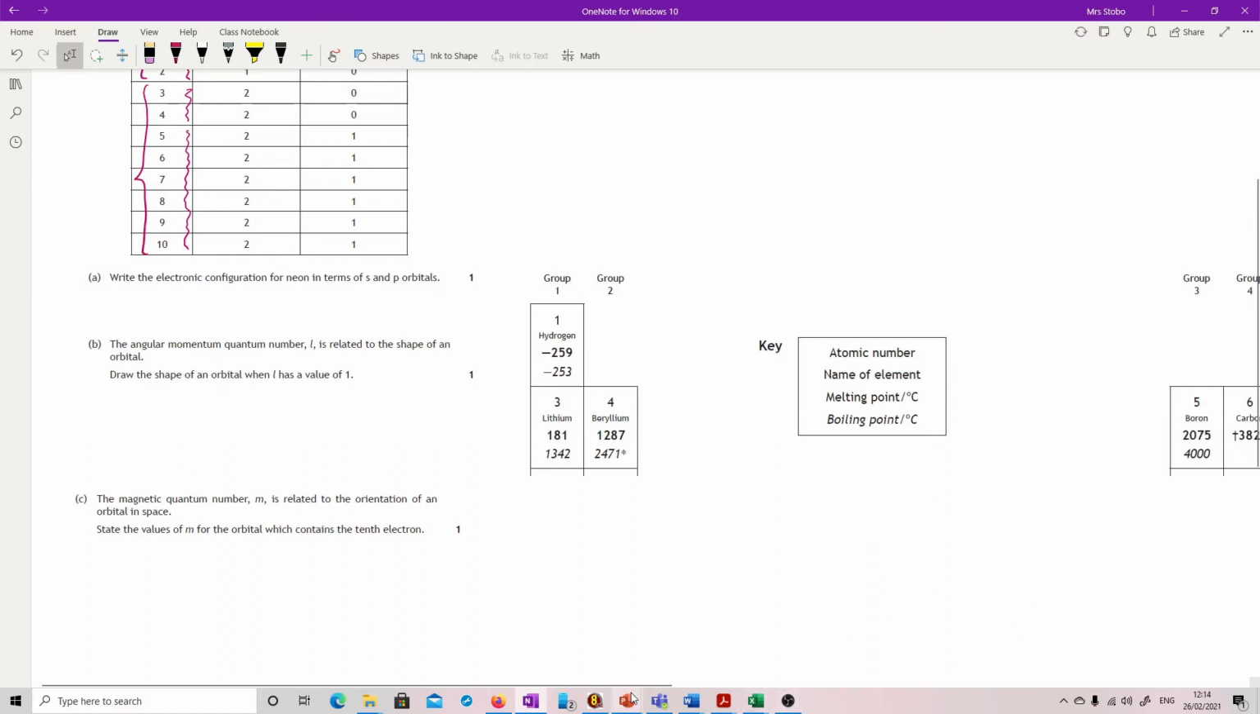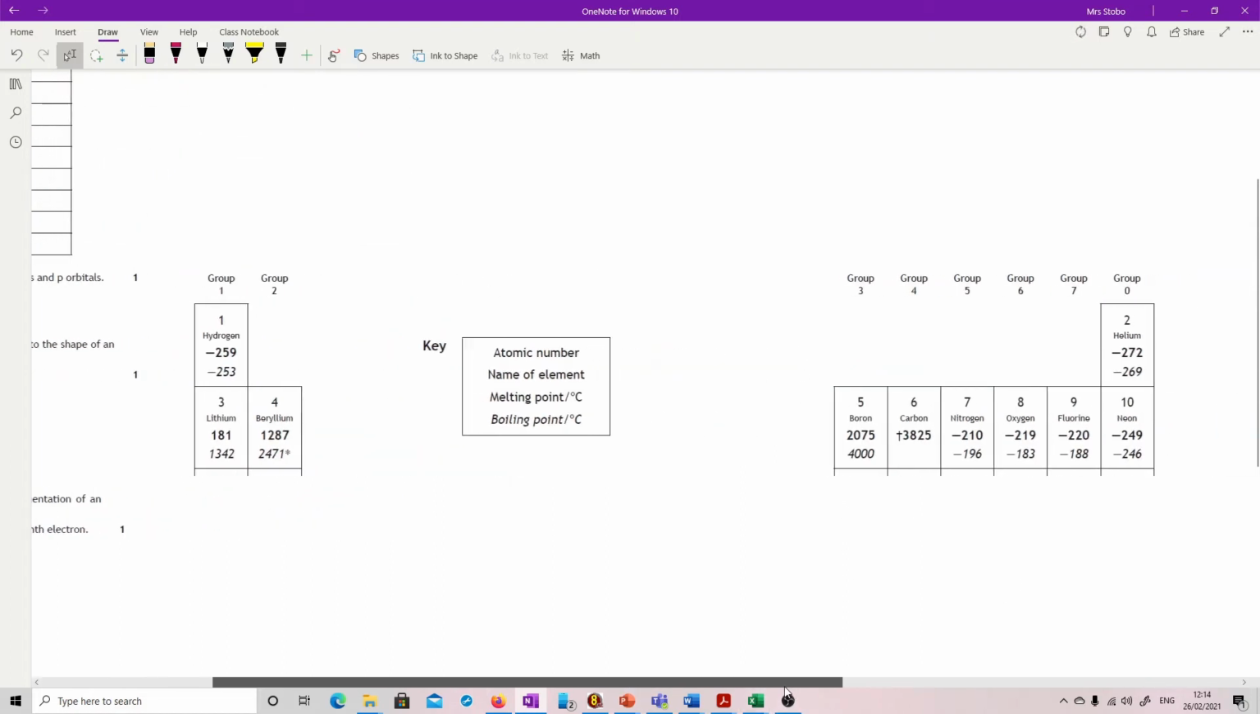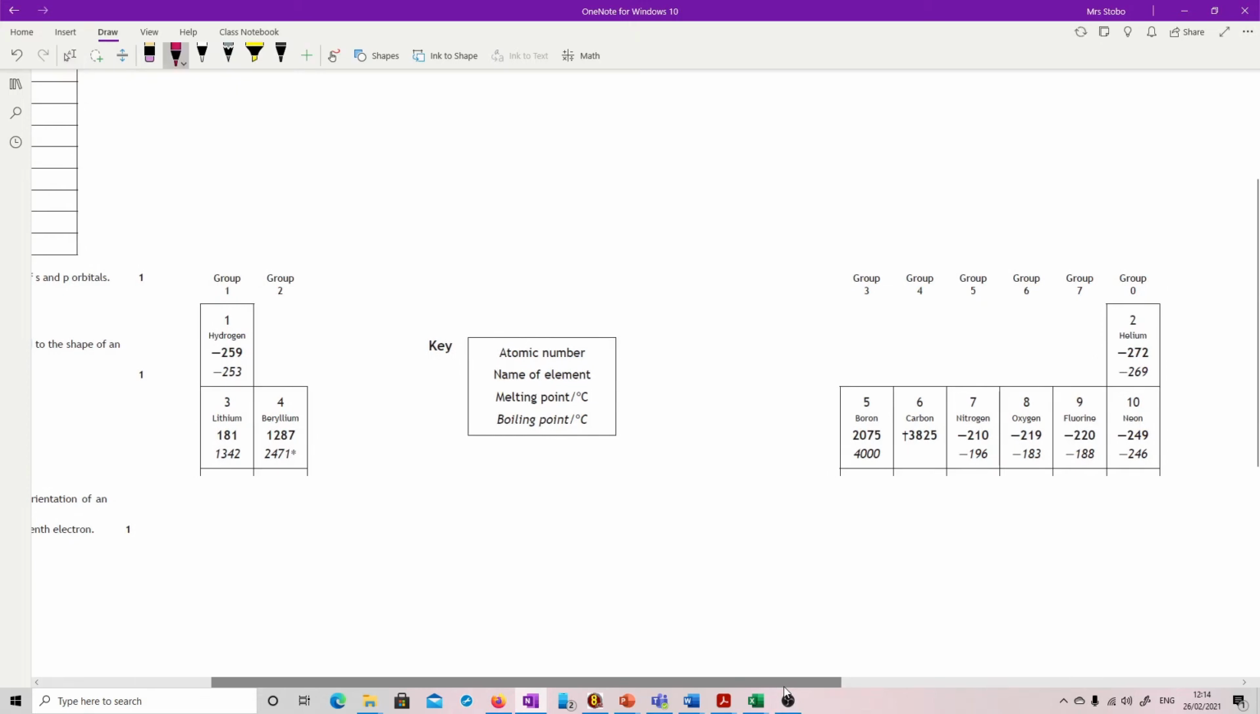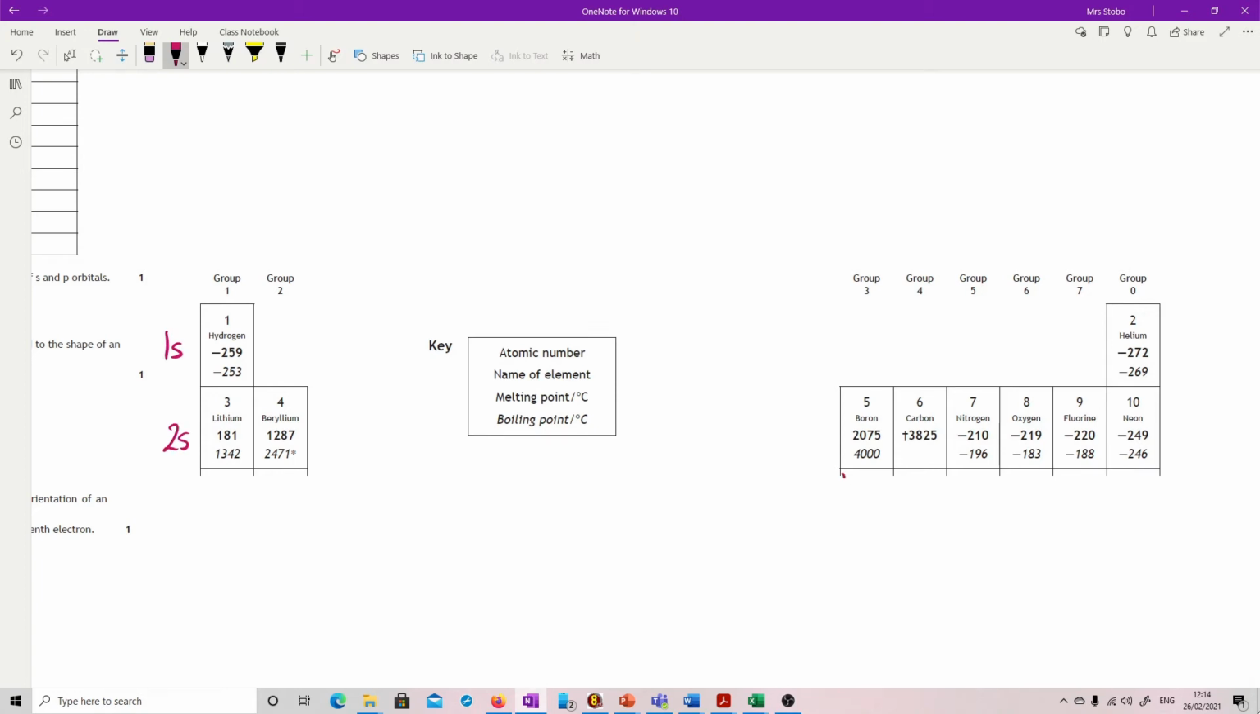I just pulled this from the data book. Okay, so I've actually pretty much already said it. So we've got 1s filling up here. Here's our 2s, and then all the way up here is our 2p. So put that in spectroscopic.